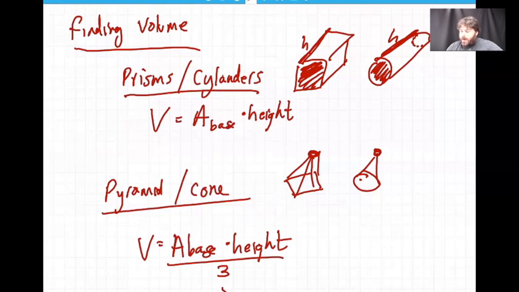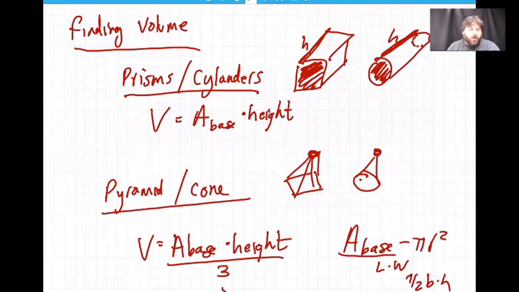Whatever the base is, remember the base could be any basic shape. It could be a circle, in which case it's pi r squared. It could be a rectangle, in which case it's length times width. Could be a triangle, so you'd use 1/2 base times height. You use any of those area formulas that we discussed earlier. Then you just multiply that by the height. The volume of a cone is always a third of that, so you take the volume of a cylinder, divide it by 3, and you'll get the volume of a cone.